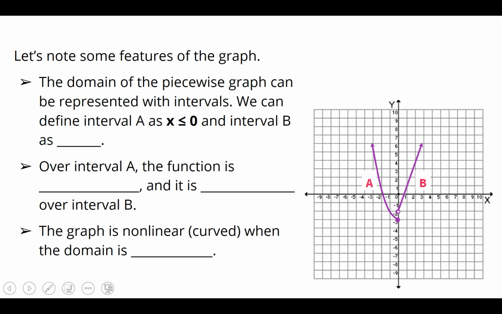So we're going to call the parabola the A interval, and we're going to call the line the B interval. So when it's asking you about A and B, that's what it's referring to. The domain of the piecewise graph can be represented with intervals. We can define interval A as x is less than or equal to 0. What can we define the interval of B? What's its domain? X is greater than 0. Yep.